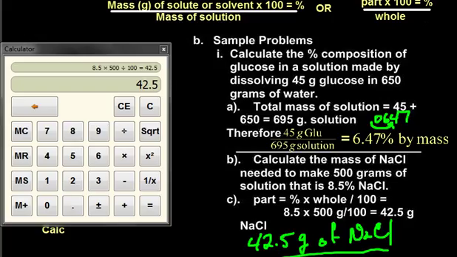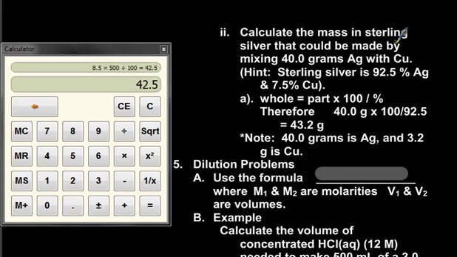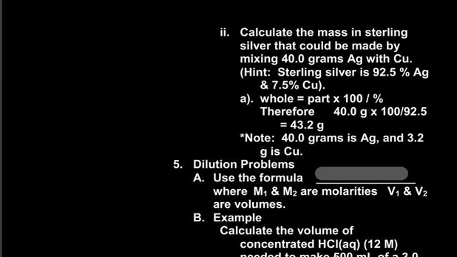Okay, so let's try one more of those. We're going to calculate the mass in sterling silver that could be made by mixing 40 grams of silver with copper. Now, sterling silver is 92.5% silver and 7.5% copper.